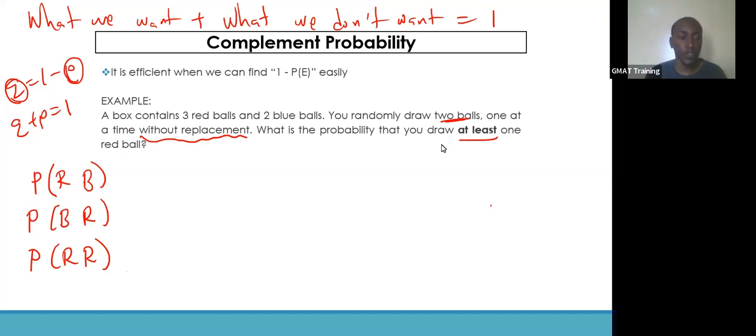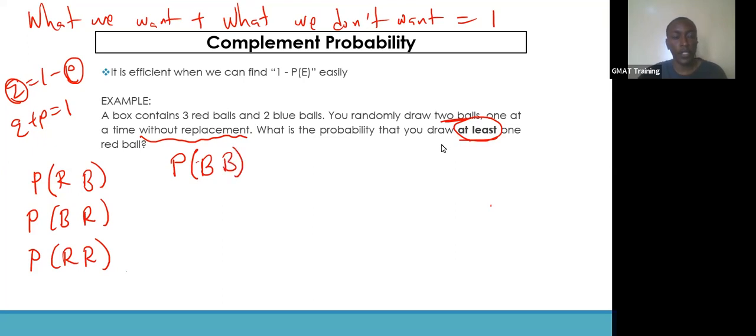Instead of finding out what we want, what don't we want? We don't want a situation where we don't have a red ball. We need to have at least one. And that's the key word: whenever we find "at least", think of it in terms of which is the easier way to solve this problem. Do I need to find the direct probability and find all the possibilities for the direct probability and add them, or find the complement, what you don't want, then subtract from the total? So what you don't want in this case is the probability of having 2 blue balls.